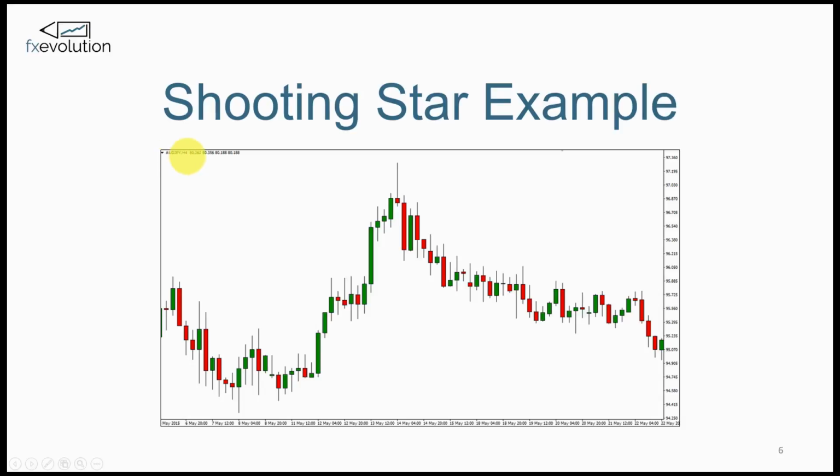Here we have the AUD/JPY 4-hour chart for a shooting star example. And we can see up here, we had a bullish trend followed by a shooting star and the beginning of a bearish trend that looks likely to continue.